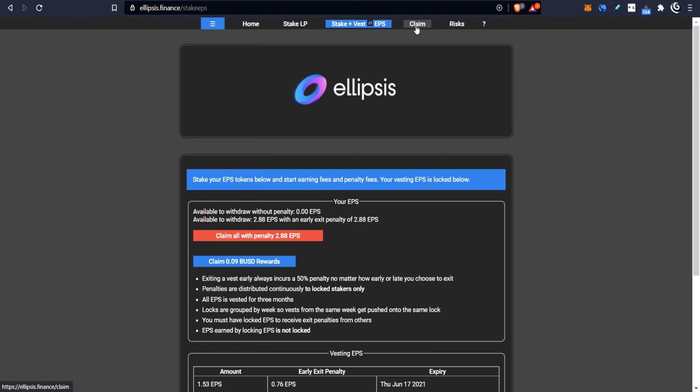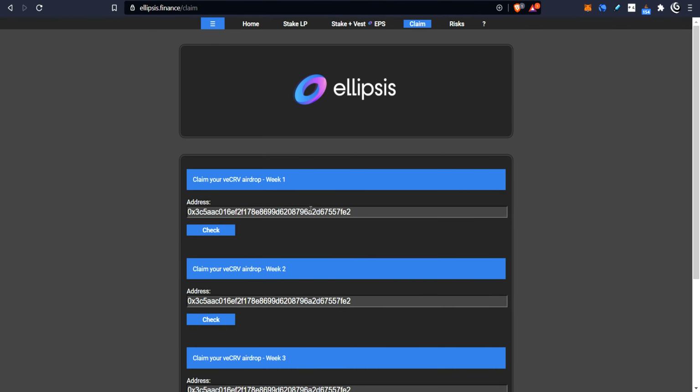Now, the next tab here is quite important as well. So what is this talking about? This is the deal that Ellipsis made with Curve Finance, because Ellipsis is using Curve Finance's technology, and I believe Curve Finance is also kind of helping them with questions or giving them some guidance at least. And as a result, what Ellipsis is doing is it's rewarding people who have staked CRV into the Curve platform.